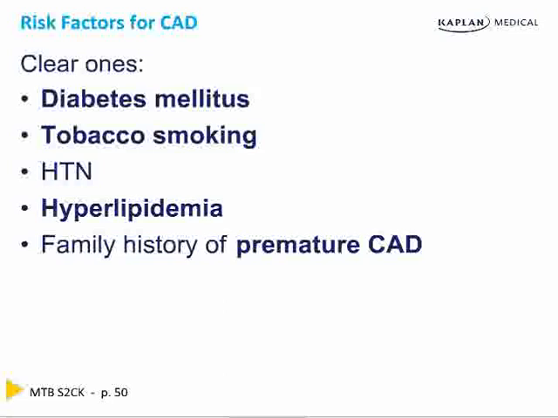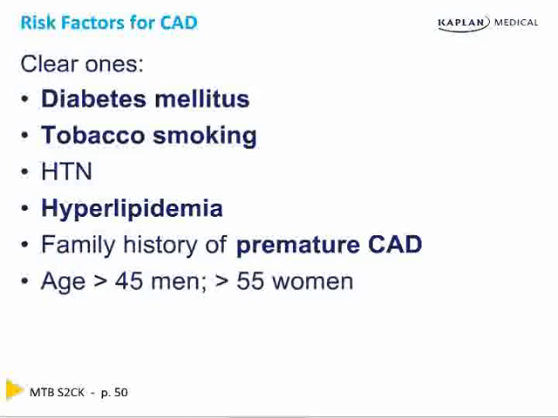The age cutoff is that premature disease is defined as a father who had their disease under the age of 55 or your mother under the age of 65. So the family history is 55 and 65 for male, female. Whereas your individual risk is at the age of 45 for a man and 55 for a woman.